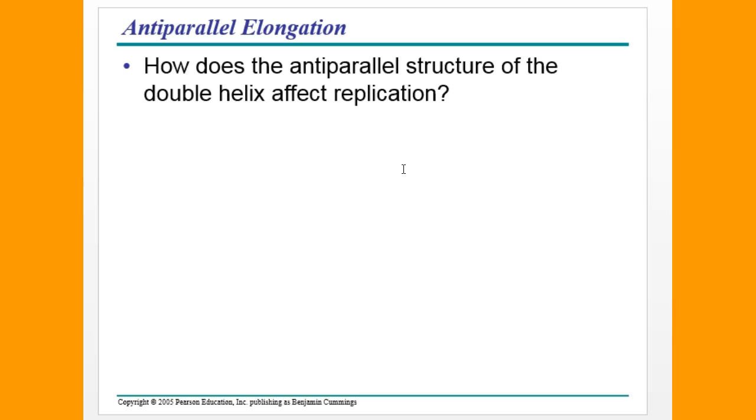How does the antiparallel structure of the DNA helix affect replication? I want you to ponder that question. That's going to be your one and only chapter 16 checkpoint question. I want you to give me a good explanation for this question. How does the antiparallel structure of the double helix affect replication?